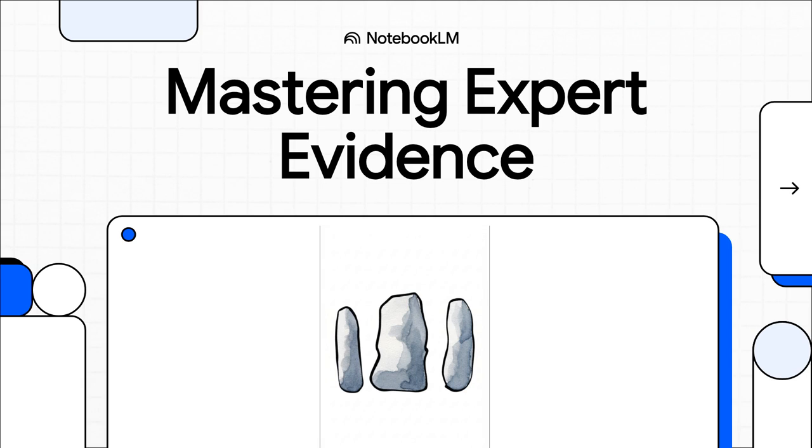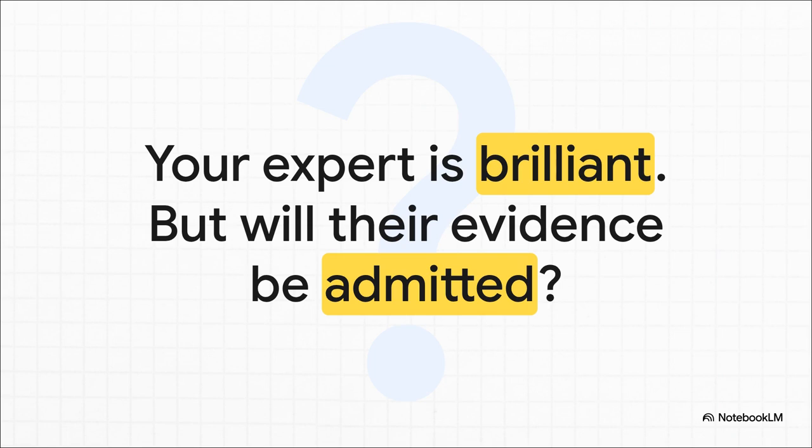These are absolutely crucial. So here's the million-dollar question, right? You've got an expert. They're brilliant, a leader in their field, but is their evidence actually going to be admitted? This is something every single barrister has to get right. And lucky for us, the UCPR gives us a pretty strict framework to make sure the answer is a resounding yes. Because, let's be honest, getting this wrong can absolutely torpedo your client's case.